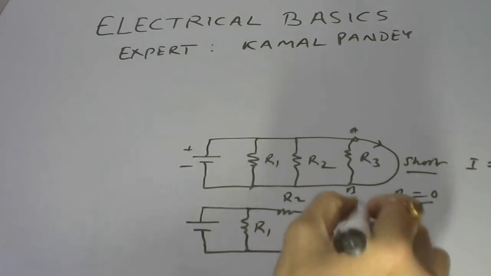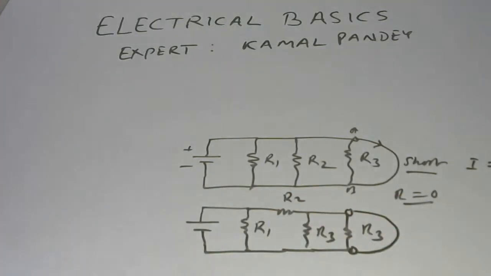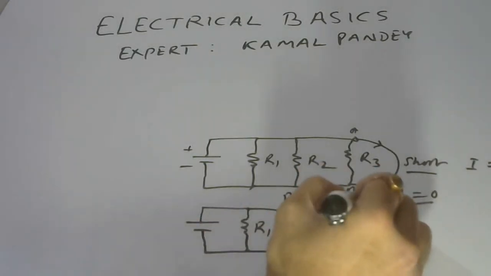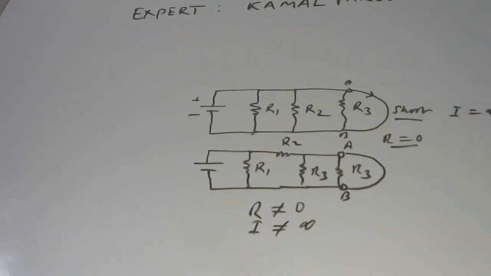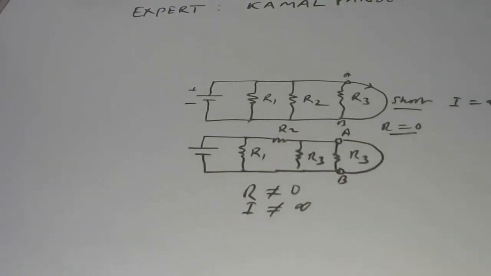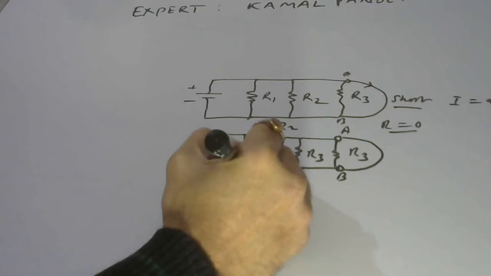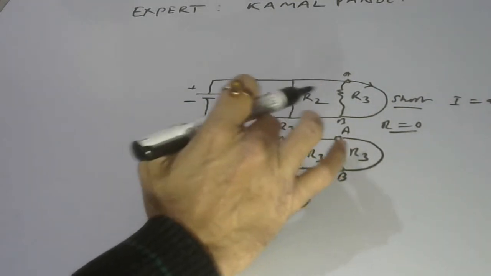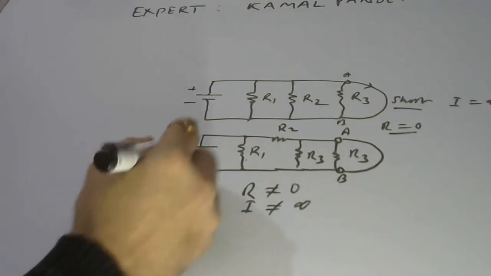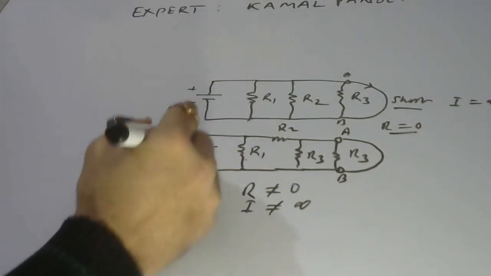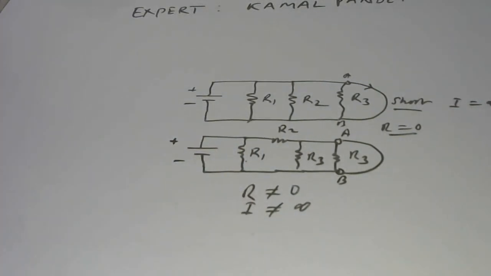And if a short is made between A and B, then resistance is not equal to 0 and current is not equal to infinity. In this case, current is not equal to infinity because R2 resistance and R1 resistance are connected in parallel. That will help the current to flow through the circuit. A small amount of current will flow through the circuit.